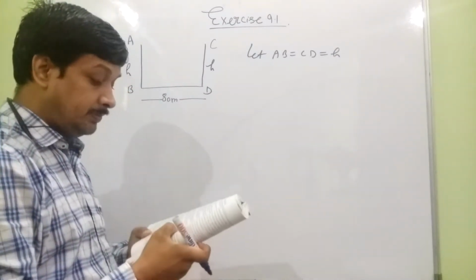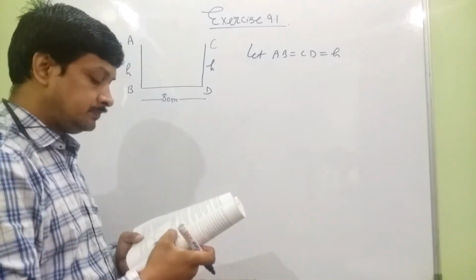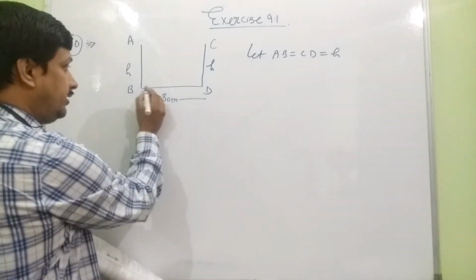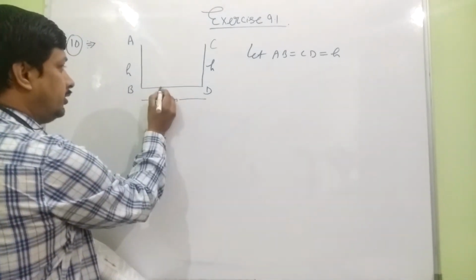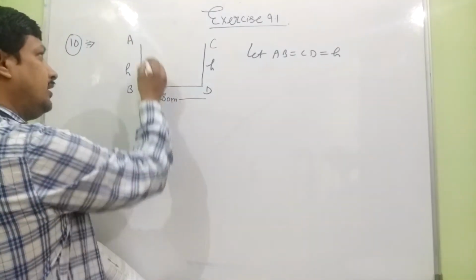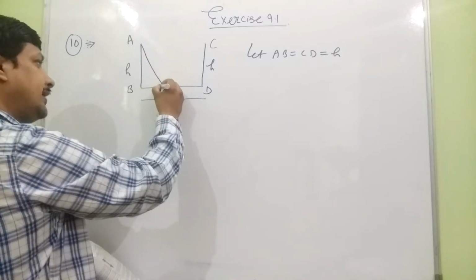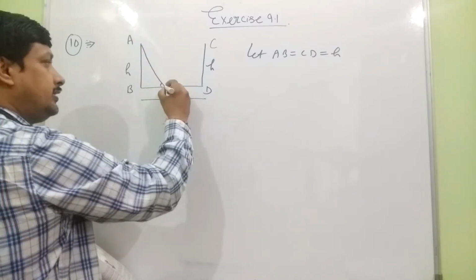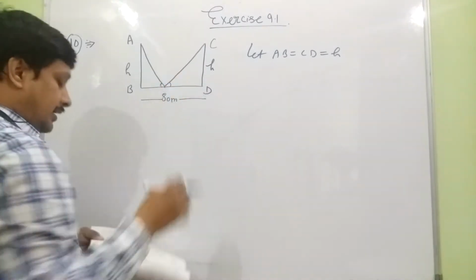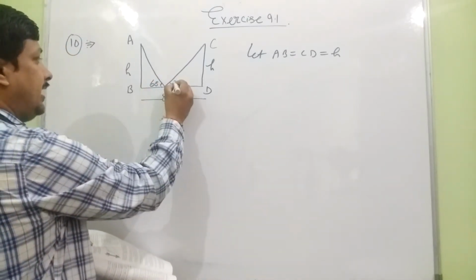From a point between them on the road, the angle of elevation of the top of the poles are 60 and 30 degree respectively. From a point between the poles on the road, let us consider this point. From this point, the angle of elevation of the top of one pole, and from the same point, the angle of elevation of the top of the other pole are 60 degree and 30 degree.